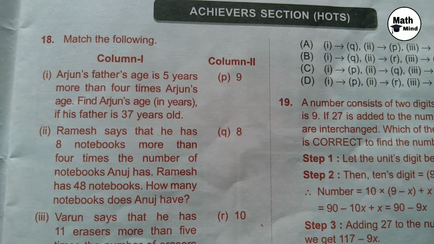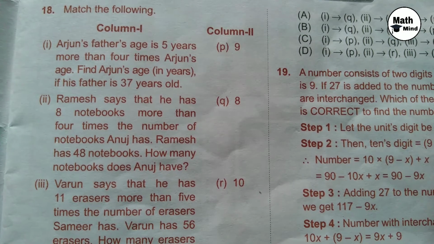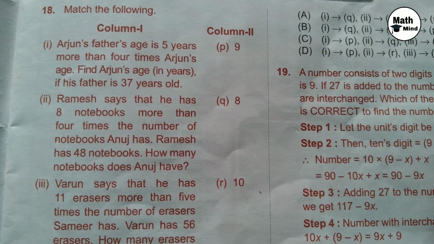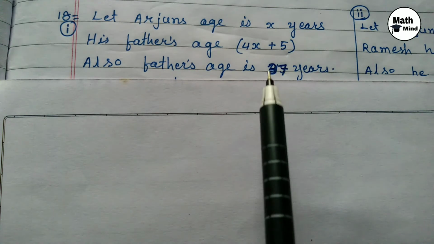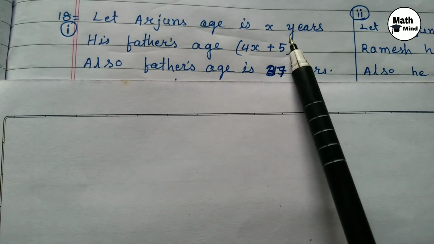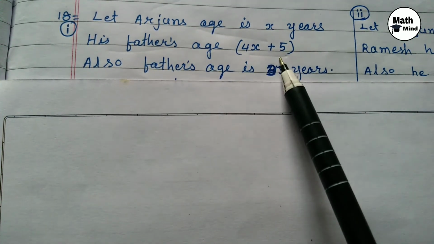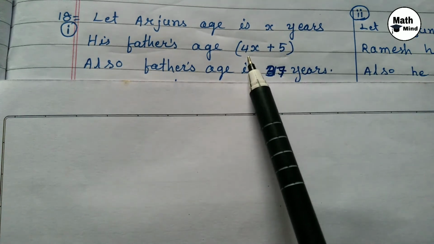Achiever section. Question number 18. Match the following. Statement 1. Arjun's father's age is 5 years more than 4 times Arjun's age. Find Arjun's age in years if his father is 37 years old. Let Arjun's age be x years. Then his father's age, 5 years more than 4 times Arjun's age, is 4x plus 5.